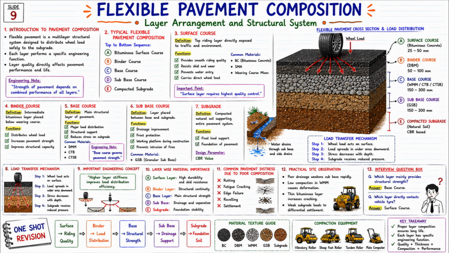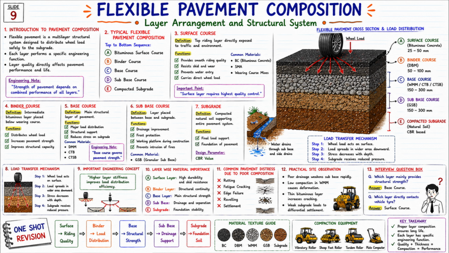Now let us look at the 10th topic: layer-wise material importance. Surface layer: high durability and skid resistance. Binder layer: structural continuity. Base layer: main structural strength. Sub-base: drainage and separation. Subgrade: foundation stability. Now let us look at the 11th topic.